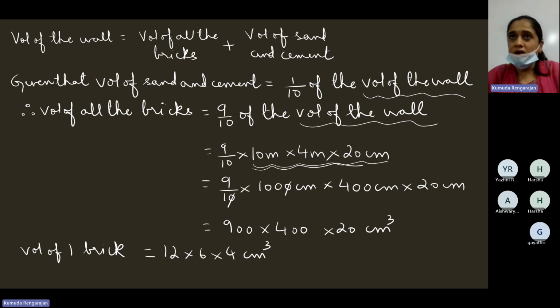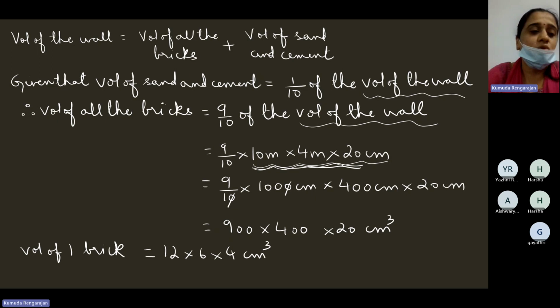Now, the volume of the wall is made up of two volumes: volume of the bricks, volume of the cement and sand. You want only the volume of the bricks. So 9 by 10 into the volume of the wall will give you the volume of the bricks alone. If you find 1 by 10 into the volume of the wall, you'll get the volume of the cement and sand alone.